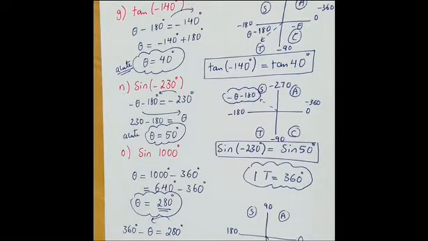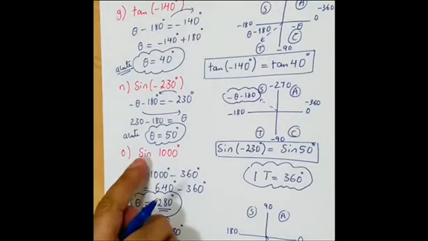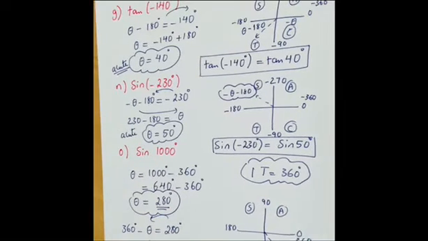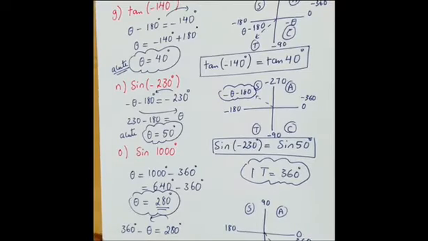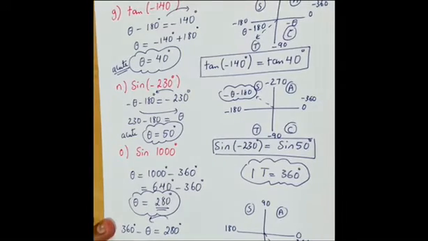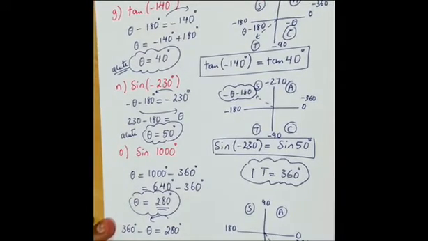80 is an acute angle. What is the sign of sine in the fourth quadrant? It's supposed to take a negative sign. Why? Because cosine only has the positive sign in the fourth quadrant. So sine of 1000 is equal to sine of 280, which is equal to negative sine of 80 degrees. And you can check that using the calculator.